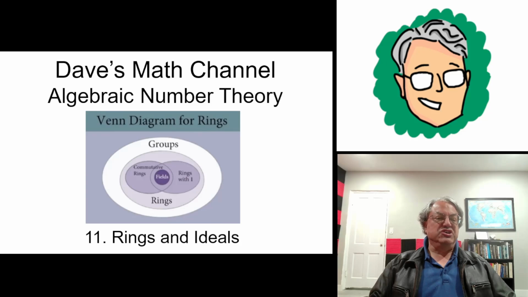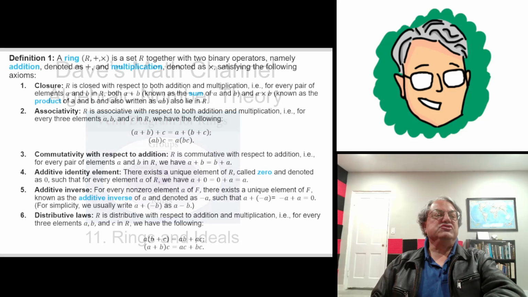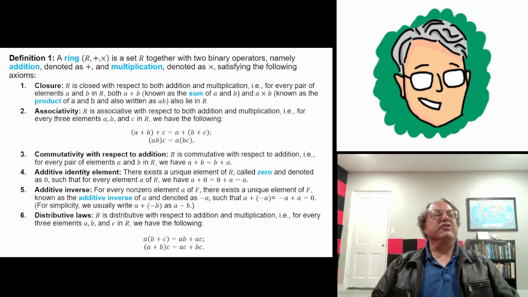But now I'm going to change tracks a little bit. We will get back to Gaussian integers and Gaussian primes, but before I do that, I want to talk about rings and ideals. These are very basic properties in algebraic number theory, so I think it is really worthwhile that I talk about them. So anyway, let's begin.